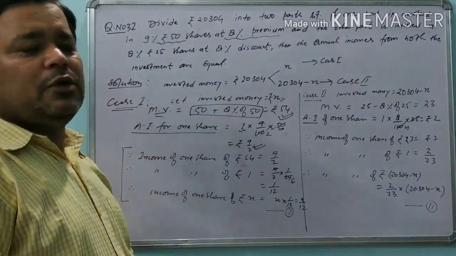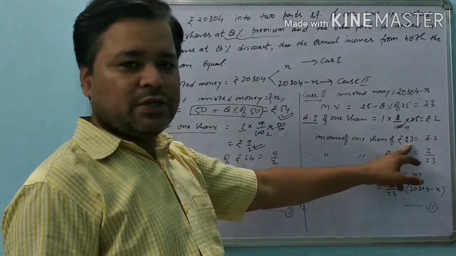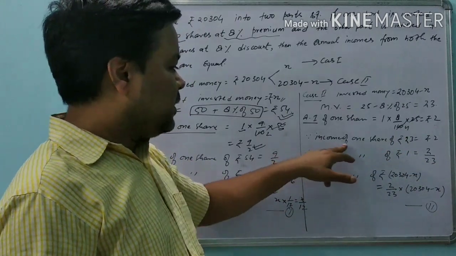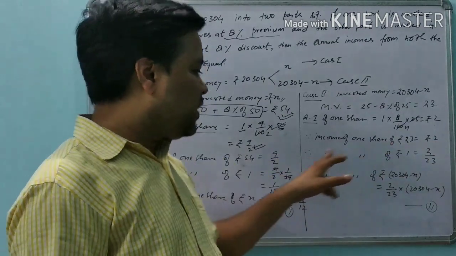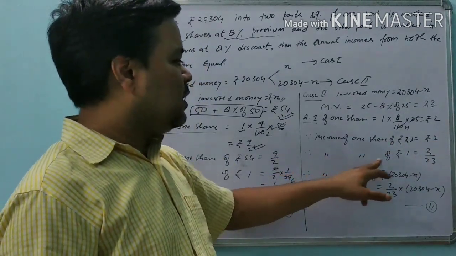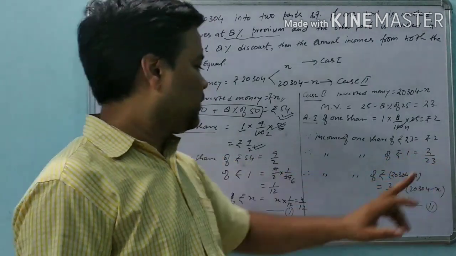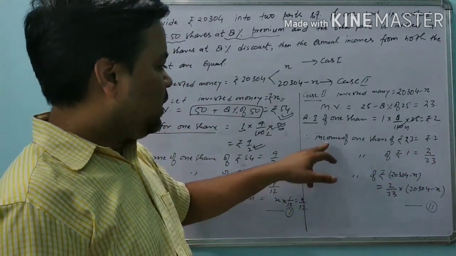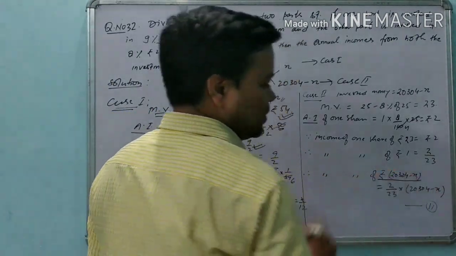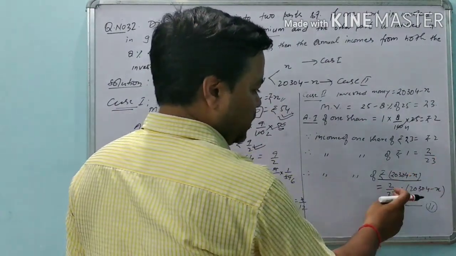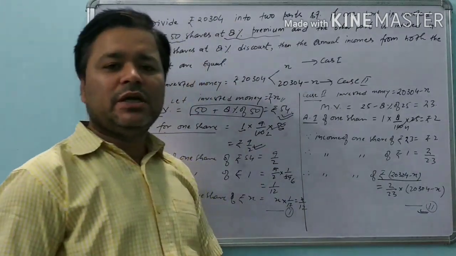Again we should use the unitary method, meaning income of one share of rupees 23. It means the annual income of one share when the market value is 23 is 2. Therefore, the income of one share when the market value is 1 is what? 2 by 23, according to the unitary method. Therefore, what will be the income on one share when the market value is this much? Then it will be 2 by 23 into this value. Okay. Let us take this as equation second.